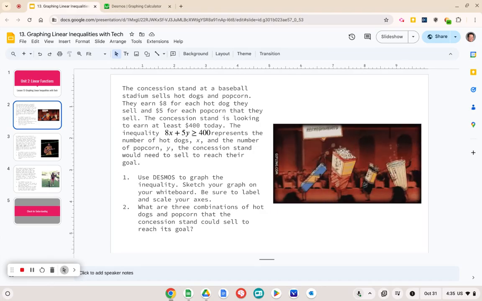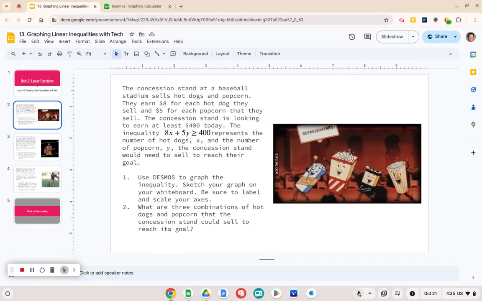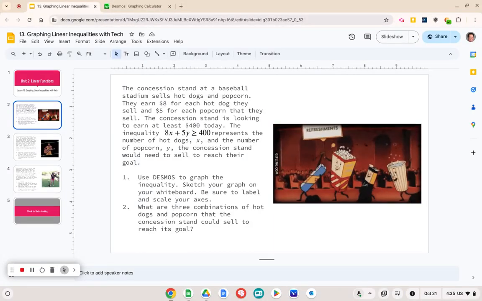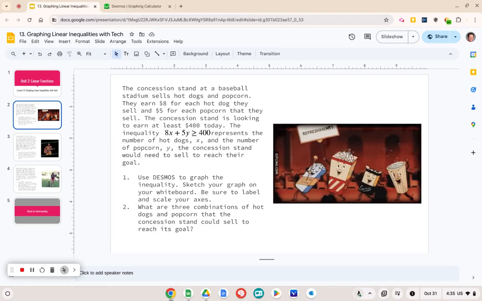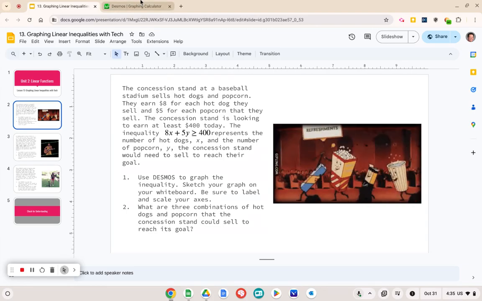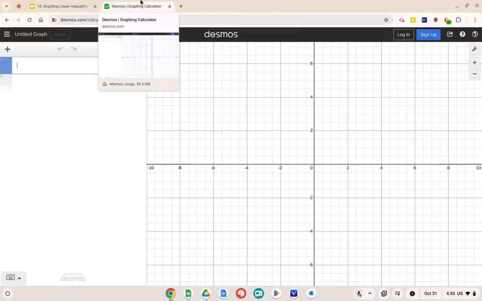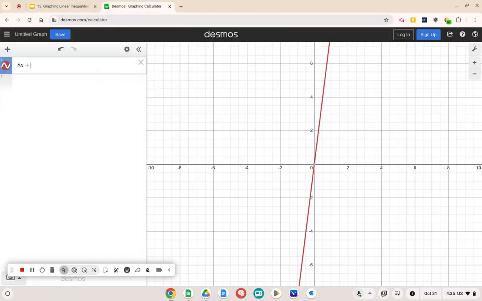So the first thing we're going to do here is use Desmos in order to graph the inequality that you see above. And you're going to have to label and scale your axes. So that comes to when you're sketching the graph. So let's go over to Desmos and let's put our inequality in. So we have 8x plus 5y is greater than or equal to 400.